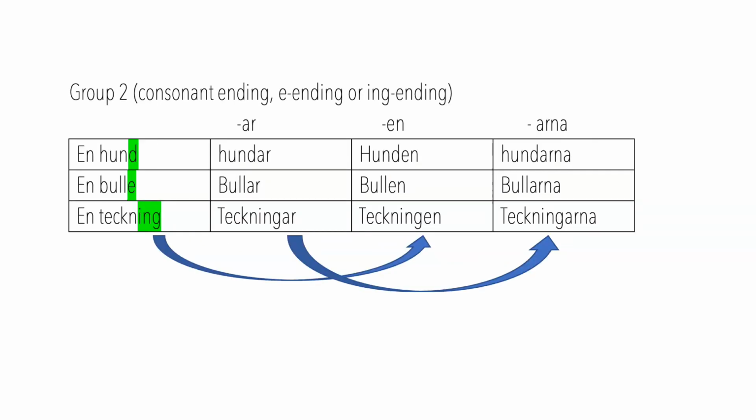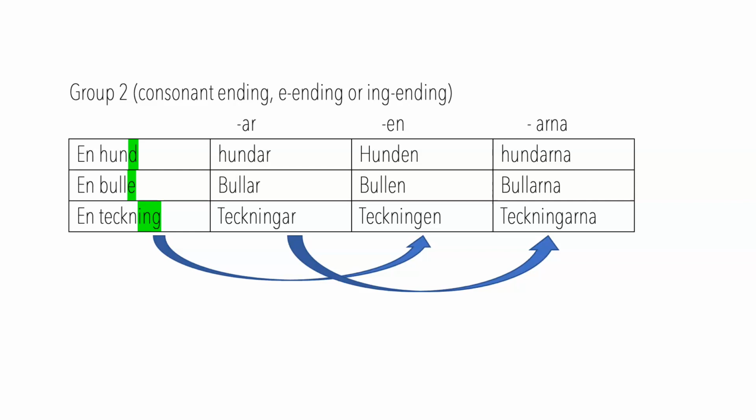Group 2 is a little bit more complex. We have 3 types of different endings for noun group 2. We have nouns that end with a consonant, nouns that end with an E, or nouns that end with an ing ending. What they do have in common is that they all end with AR in plural indefinite form, EN in singular definite form, and with AR and NA in plural definite form.